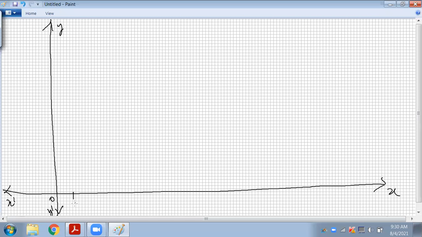We're going to take 1 cm as 5 units: 5, 10, 15, 20, 25, 30, 35, 40, 45, 50, 55, 60.